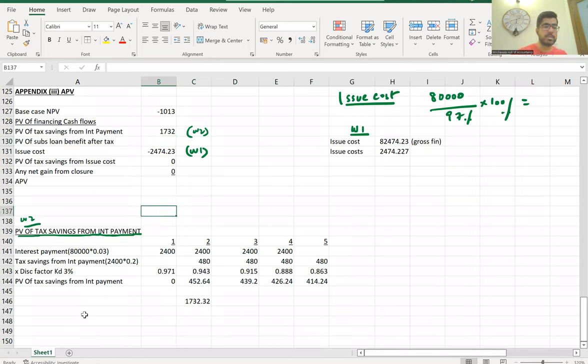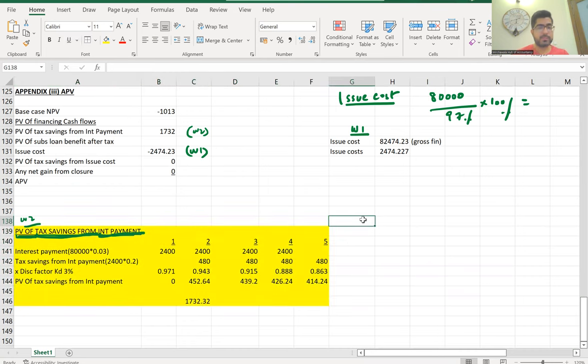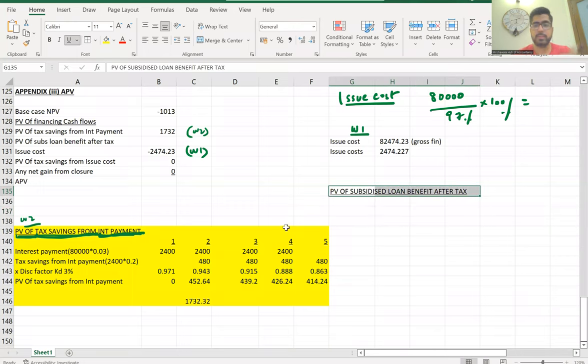Okay. It was just found in pieces that first get the interest payment, loan amount into interest rate, then tax savings from interest rate, just multiply by tax rate, then multiply by discount factor to get present value of tax savings from interest payments. Okay. And before copying, one last thing. In the same manner, I will get the present value of subsidized loan benefit after tax. Okay.